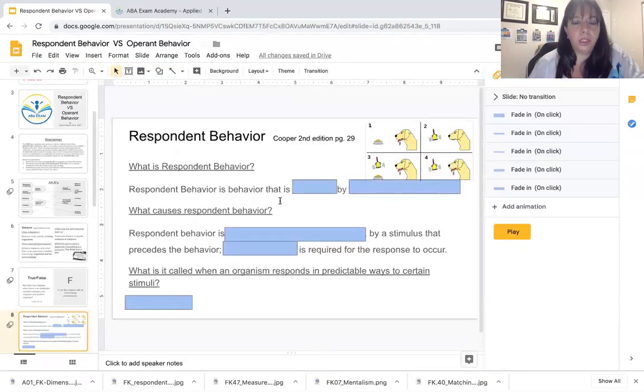All right, so we're going to move on to respondent behavior. What is respondent behavior? Respondent behavior is behavior that is blank by blank.